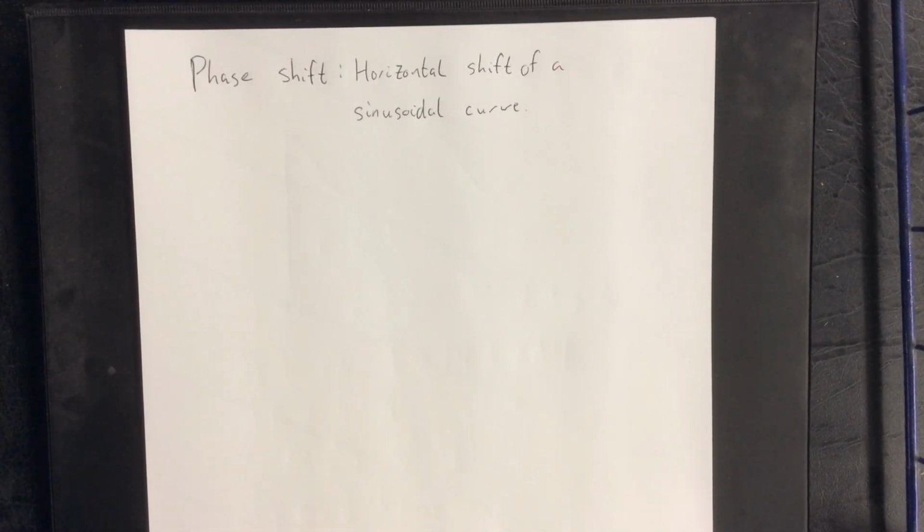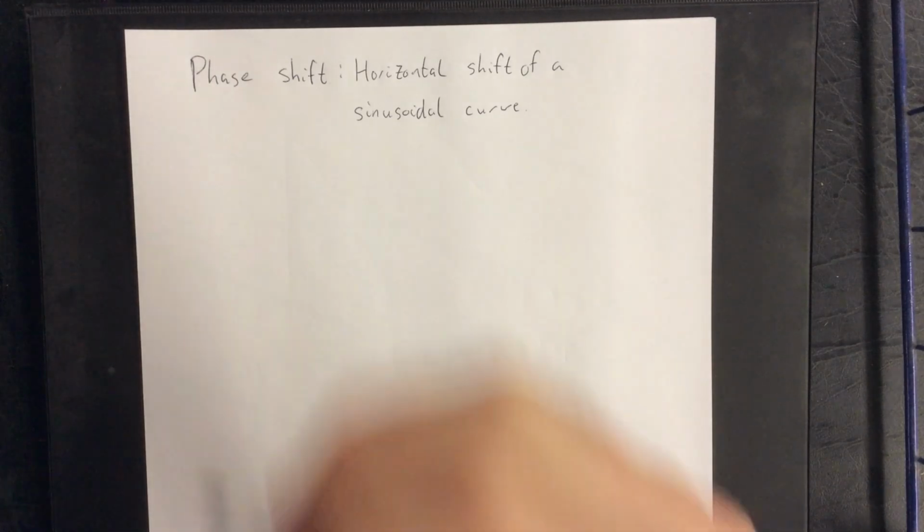So in this video, we're going to introduce the concept of a phase shift. A phase shift is the horizontal shift of a sinusoidal curve. Very frequently, the beginning of a period is referred to as the phase of one of these sinusoidal curves.